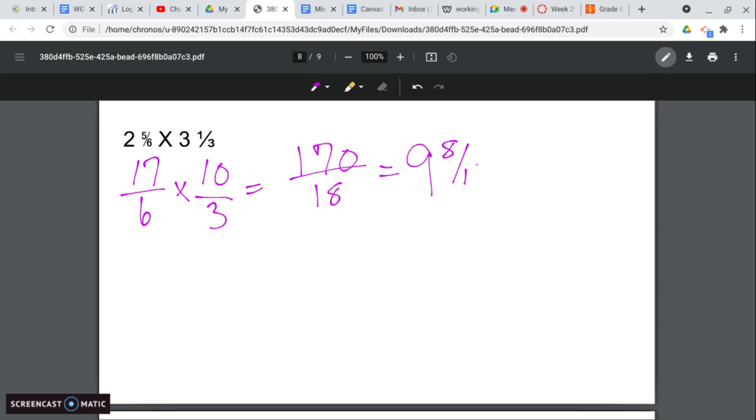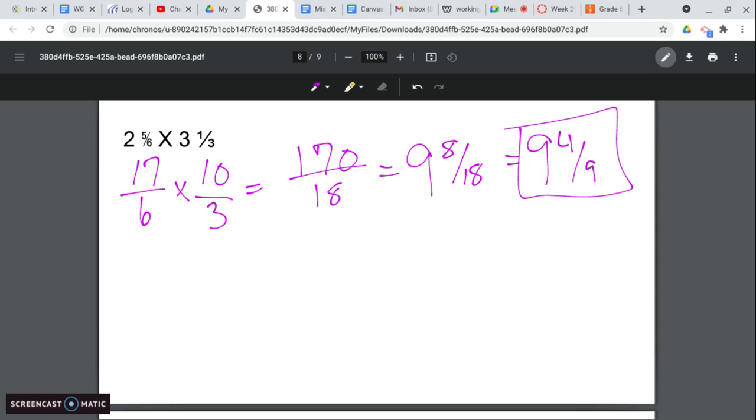So we have 9 and 8/18. The 8/18, we can divide each of those by 2. So we'd end up with 4/9. So 9 and 4/9 would be our solution.